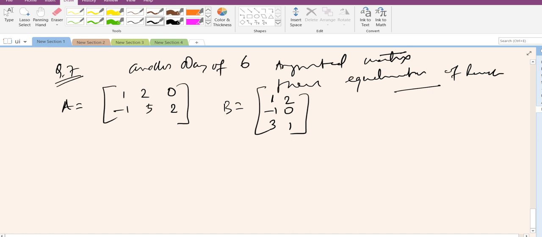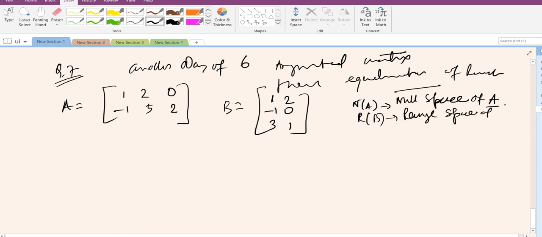1 2 minus 1, 0 3 1. Now N of A is the null space of A, and R of B is the range space of B. Then the dimension of N of A intersection R of B over R.